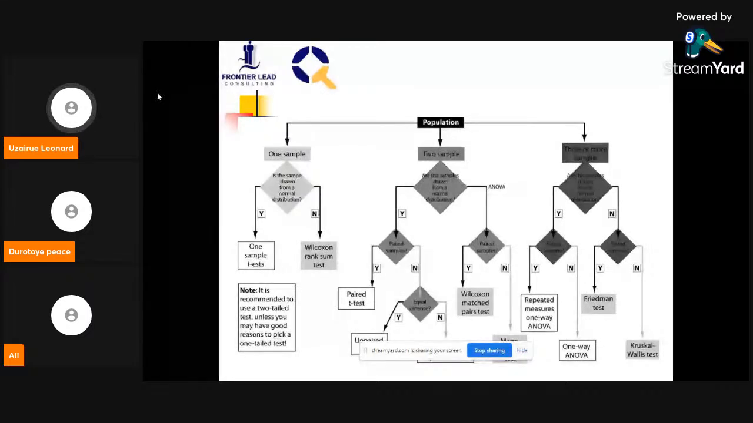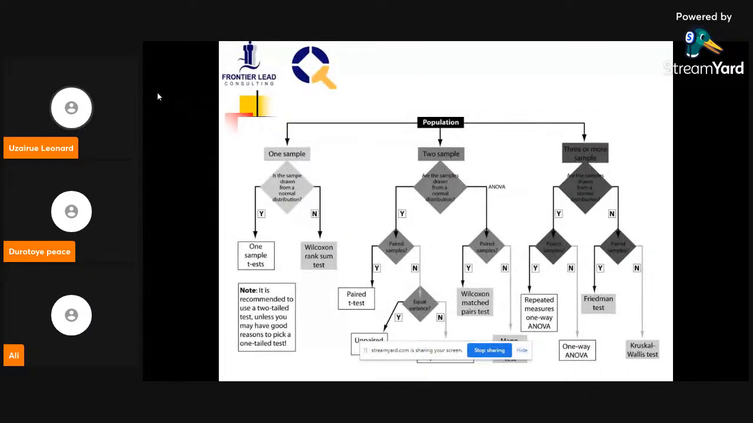Now, what I'm saying in essence is, you have a study, you have a population. The next thing you ask yourself, this population that I have, is it a one sample population? Then the next question is, is it a two sample population, or is it a three or more sample population? Now, if it's a one sample population, then the next question you need to ask yourself is, is the sample drawn from a normal distribution? Tomorrow in class, we are going to be looking at how to actually determine normally distributed data, because that's the next question that you will always be faced with.